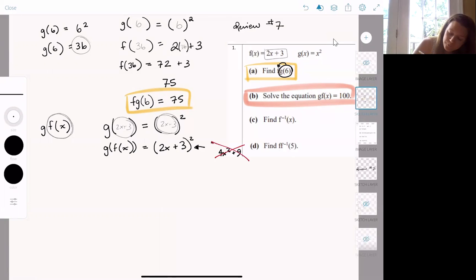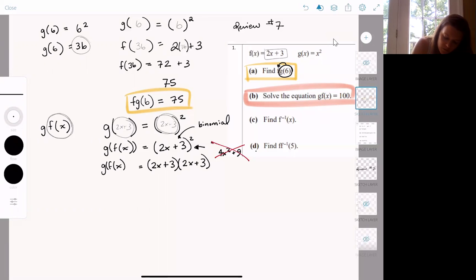Okay, so here we go. When we have a binomial squared, or raised to any exponent, it means that I have 2 of them being multiplied together. And when we get something like that, what we need to do is we then need to FOIL them. So first gives me, well, 2x times 2x gives me 4x squared.